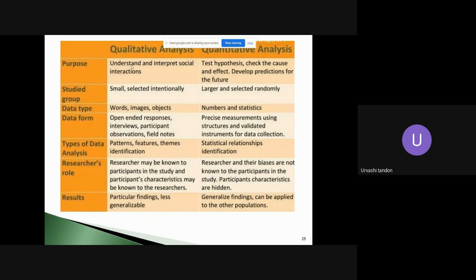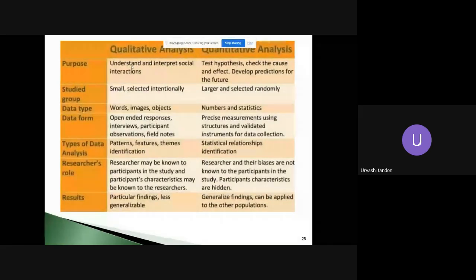So in qualitative, the group is very small, let's say 50 or 60. Data type, generally we use words and images. And in analysis, we may go for certain theme identification. Whereas in quantitative, we have a good data set. Suppose somebody is doing research on students, or on e-learning or online shopping or online learning or adoption of mobile applications. At that time, the quantitative analysis has to be there. And researchers and their biases are not known to the participants, right?